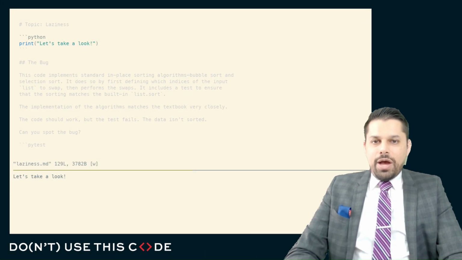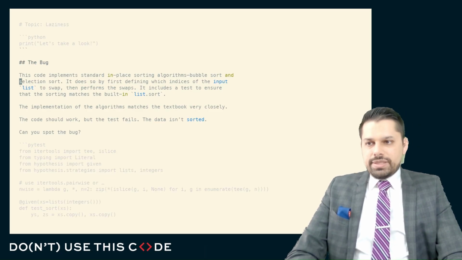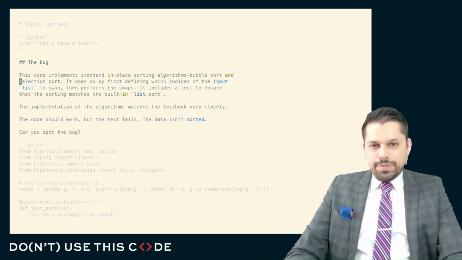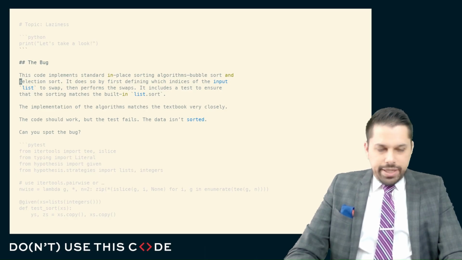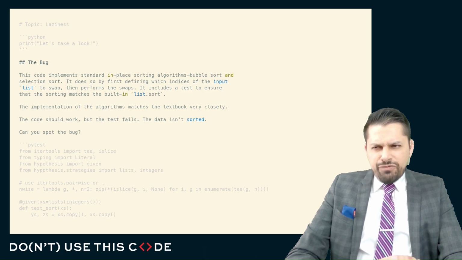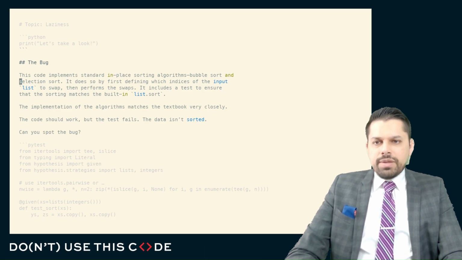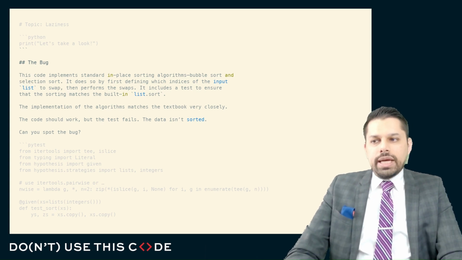This bug is about laziness. We have some code that implements some in-place sorting algorithms like bubble sort and selection sort. What we've done is gone to the textbook to understand how bubble sort and selection sort work. We've implemented them, and we've implemented them in a very interesting way. We've implemented them in terms of just the swaps that they do on the underlying data.